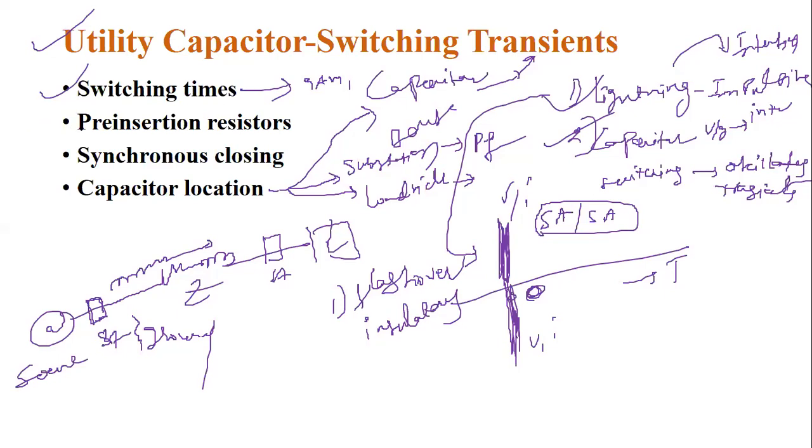So, closing and opening transients mainly occur in on and off cases. There are also synchronous closings. The next one is the insertion of resistors. Whatever it may be.